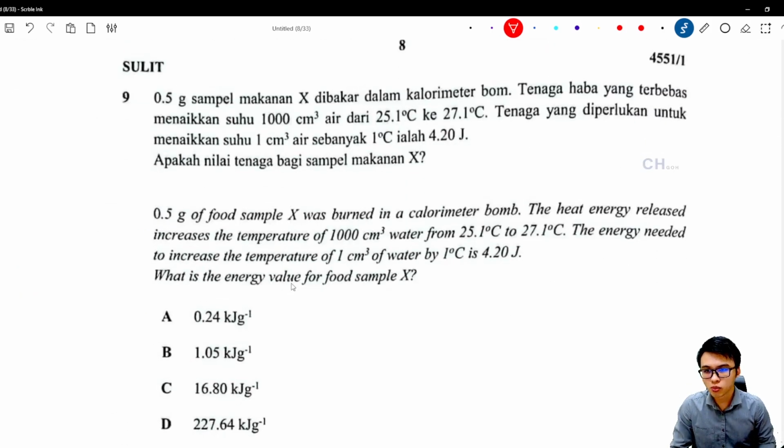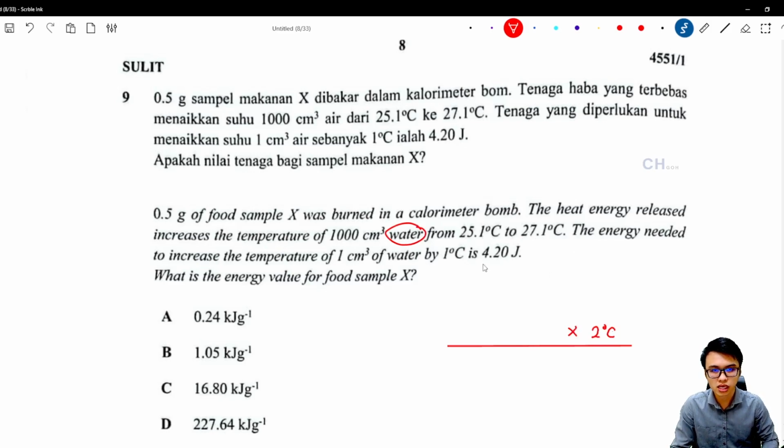Question 9, 0.5 gram of food sample. Okay, so this is the calorific value. Okay, we just need to apply the formula. It's very easy. On top, put all the things that are related to water. Okay, we have 25.1 degrees Celsius to 27 degrees Celsius. This is the temperature of the water. So we put it on top of the line. We find the difference between these two numbers. The answer here should be 2 degrees Celsius.